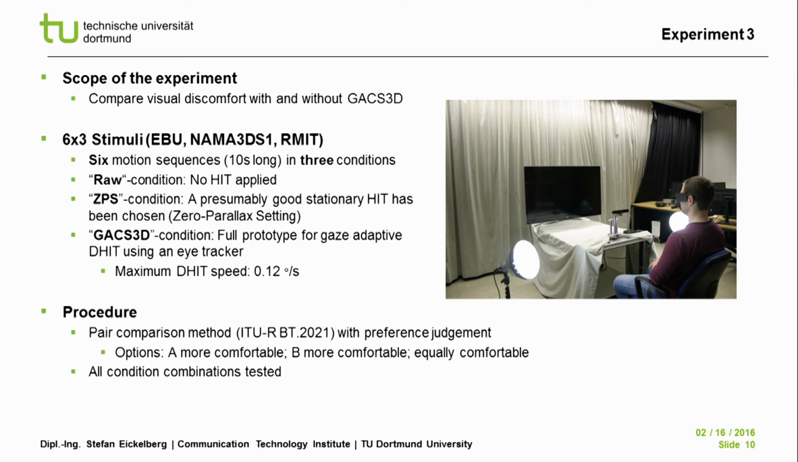Lastly, we evaluated the full prototype using an eye tracker, which is displayed here, and had the subjects look at the sequence in this way. We used a simple pair comparison method and combined it with a simple preference judgment where you could just say sequence A is better, sequence B is better, or they are equally comfortable. We chose this simple preference scale because the differences between the conditions are really very subtle, as we will see on the next slide as well.